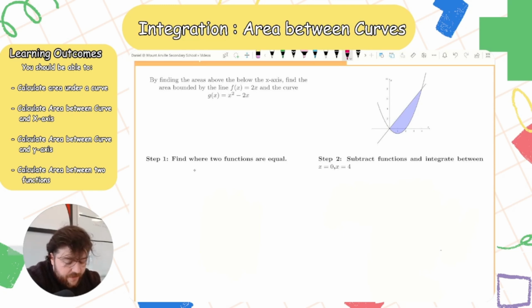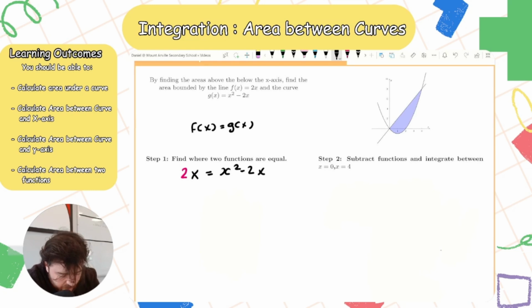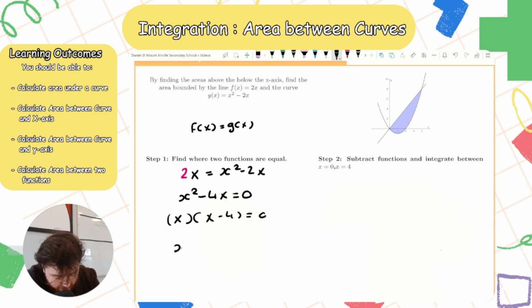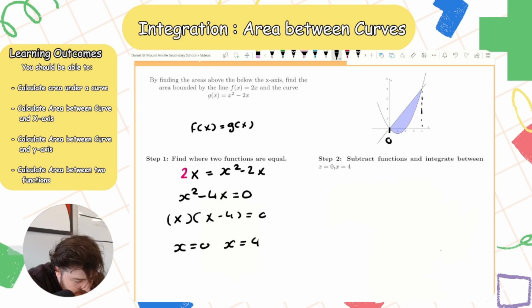So step 1, find where the two functions are equal. 2x equals x squared minus 2x. They're both in the form f of x equals something and g of x equals something, so I can just let f of x equal g of x. Bring them all over to one side: x squared minus 4x equals 0. Now I solve for x, factor out x. I'm going to have x minus 4 equals 0, so x equals 0 and x equals 4. That's all I need for the time being. So this is 0 and this is 4.